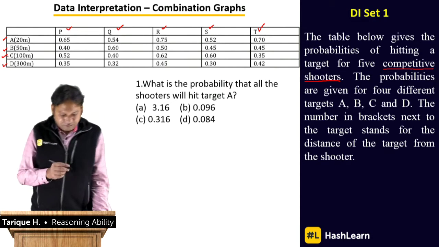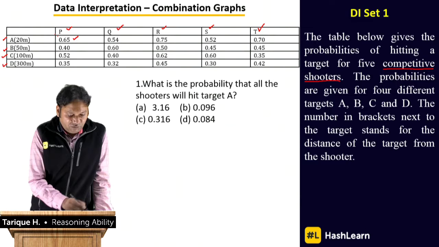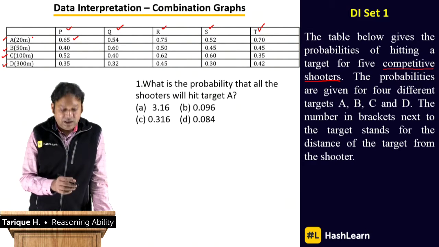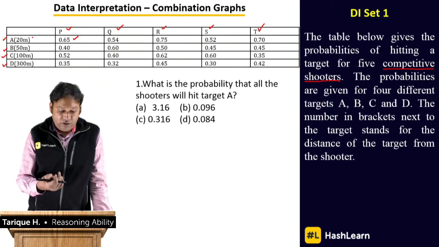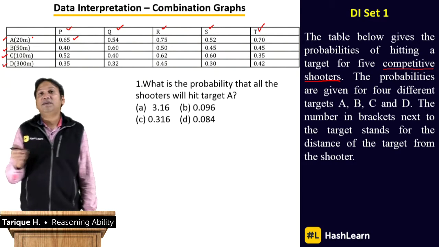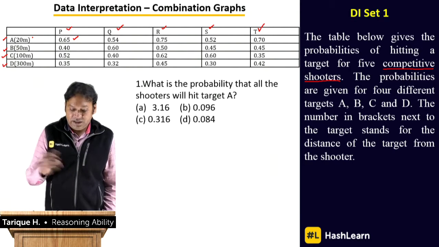Okay, so here we have P. The chance that P will hit the target is 0.65, but for which target? We're talking about target A. And again for target B, the probability for P is 0.40, for C it is 0.52 and for D it is 0.35. These are the individual probabilities given to you, and the same thing for Q, for R, for S and T.